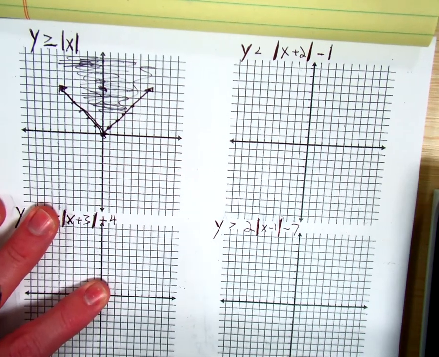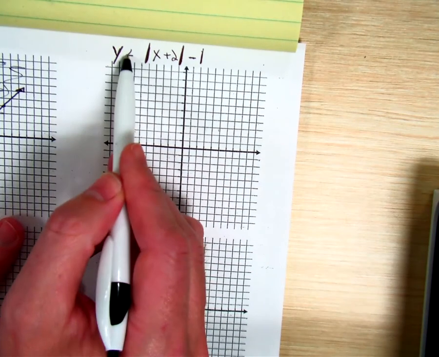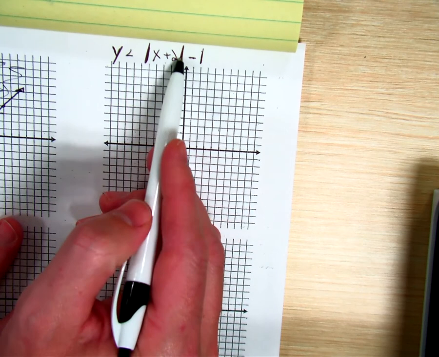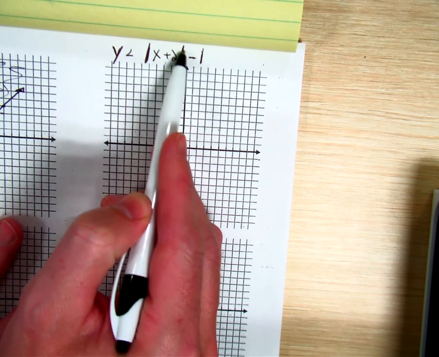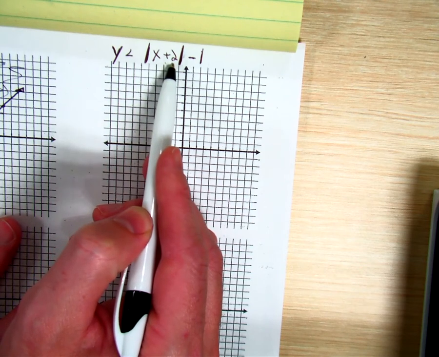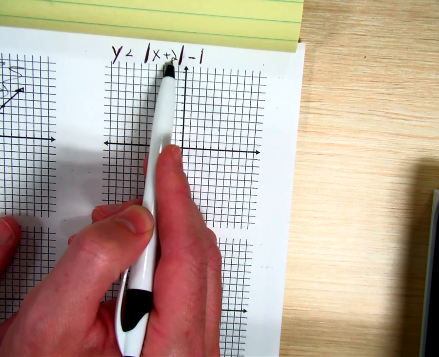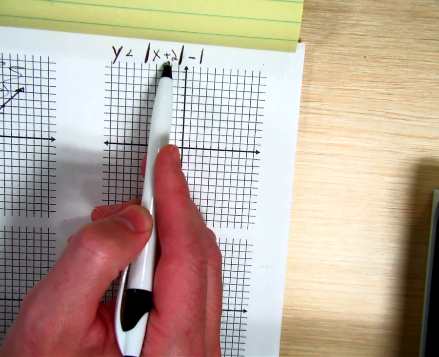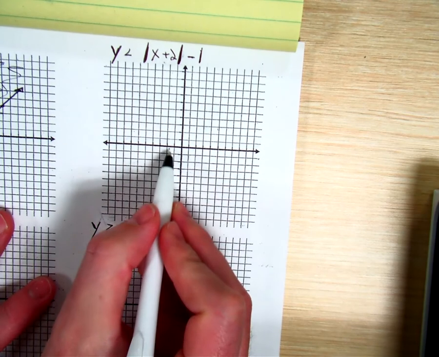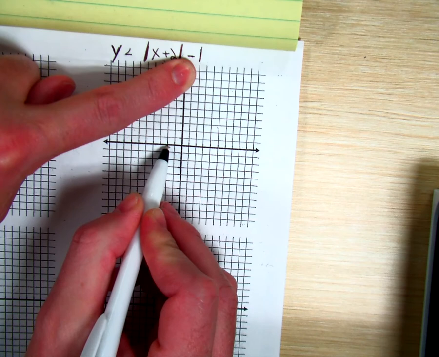Okay, sliding over. y is less than the absolute value of x plus 2, minus 1. What does it do inside the absolute value box? Left and right. Is it opposite or is it the same? Okay, it's opposite. So you see the plus, you want to go to the right, but we're actually going to go left 2 spots. Left 2. Big plus or minus on the outside controls up and down.